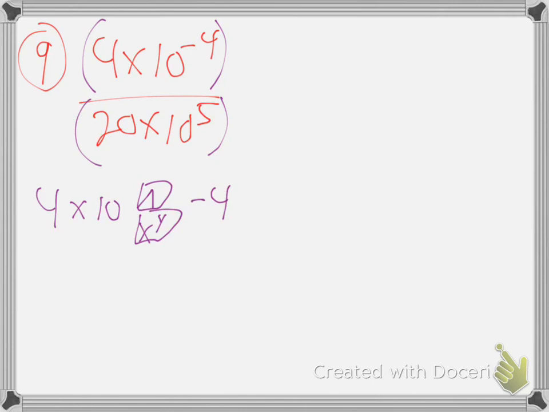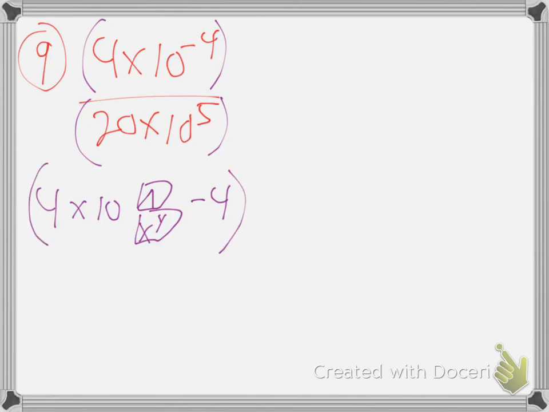And negative: the TIs have a problem with negatives. There's a difference between the negative button and the subtraction button. Casios don't really care a lot. The Casio has a button that says X minus, right here. So watch out, don't use the subtraction. Minus 4. Oh, but I forgot the parentheses.